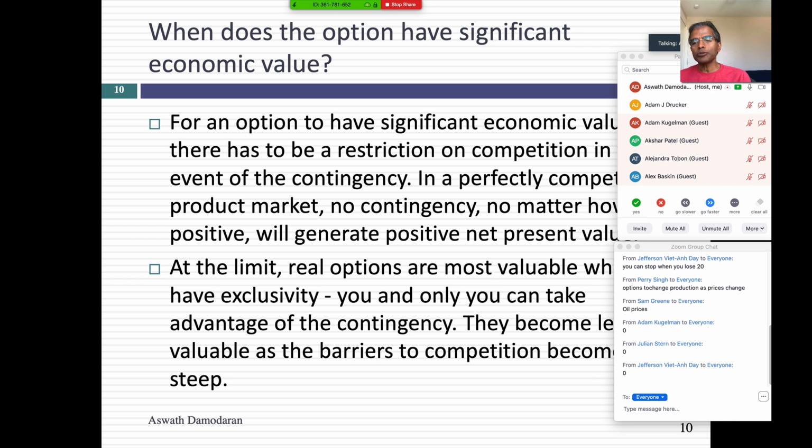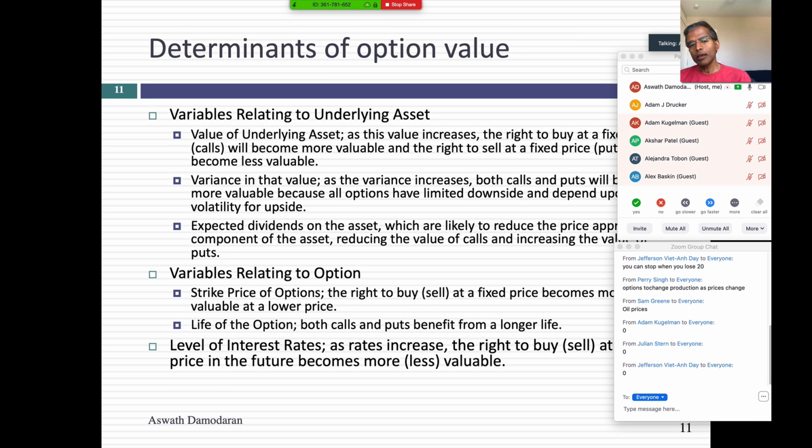So first, is there an option? Second, when does that option have significant economic value? If you can pass those two tests, then we know what drives the value of an option. We've known for almost 50 years, since 1971 when Fisher Black and Myron Scholes came up with the option pricing model, that there are 6 and only 6 variables that determine the value of an option.